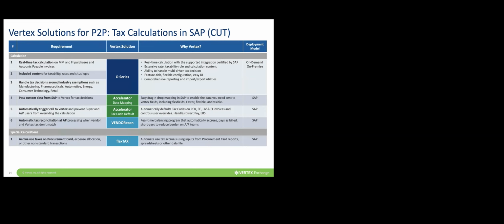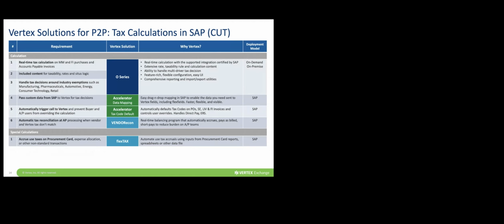Also within the Accelerator, we have a program called Tax Code Default. And what this allows you to do is to automatically default tax codes on purchase orders, service entry, LIV, and FI invoices so that we can trigger the call out to Vertex without users having to put the tax codes in there. We can also control overrides to those tax codes, which is very important to ensure that the call out to Vertex is controlled and handled from a system standpoint. This also alleviates the need for buyers and AP folks to have to figure out what tax codes to apply.